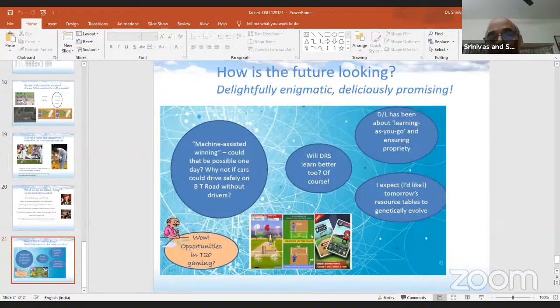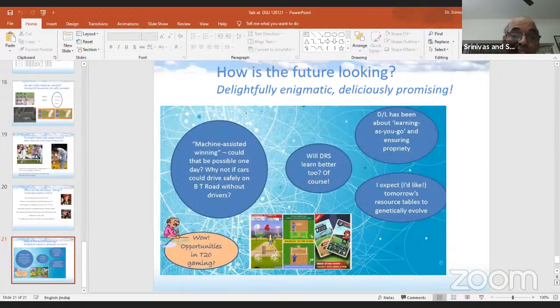DRS will learn better. Models will get better. The Duckworth-Lewis method will become a sort of learning as you go. I mean, why should I have a fixed model that doesn't change? Every time there is new information coming in, my model will suitably change its parameters a little bit. I expect tomorrow's resource tables to evolve genetically using some genetic algorithm.